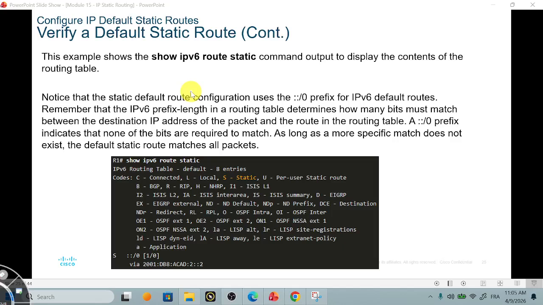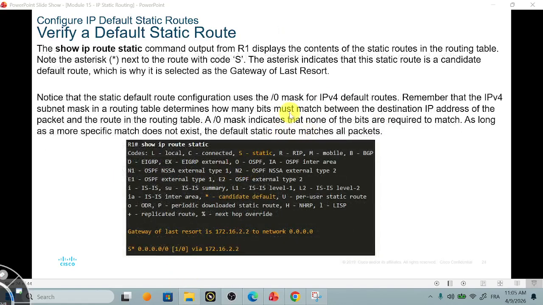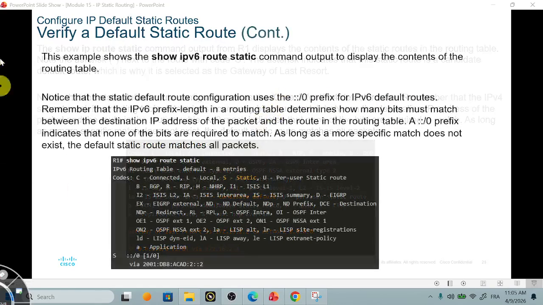For IPv6, it's the same. Instead of a /0 prefix, we use the same for the IP version 6, which uses a prefix for the network.